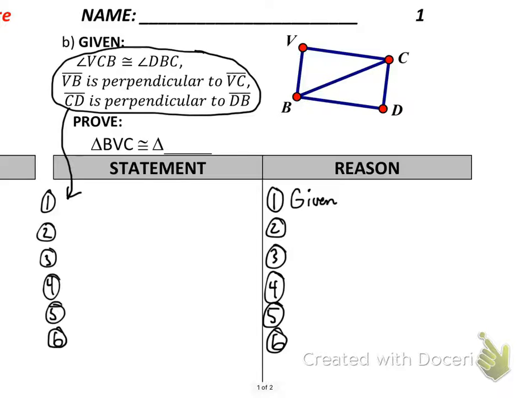All right, so I'm going to go ahead and show that. VCB and DBC, those angles are congruent. So VCB and DBC are congruent. Not only that, but we can get another congruent element in the next line. What is that?